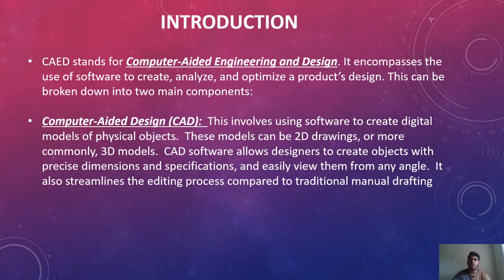This can be broken down into two main components. The first one is computer aided design. This involves using software to create digital models of physical objects. These models can be 2D drawings or more commonly 3D models. CAD software allows designers to create objects with precise dimensions and specifications and easily view them from any angle. It also streamlines the editing process compared to traditional manual drafting.